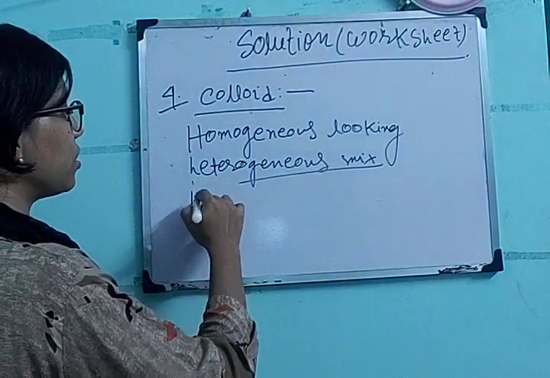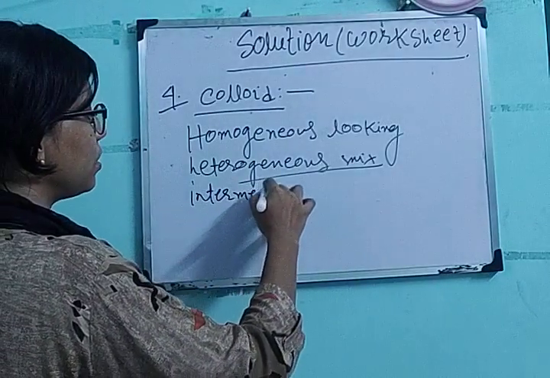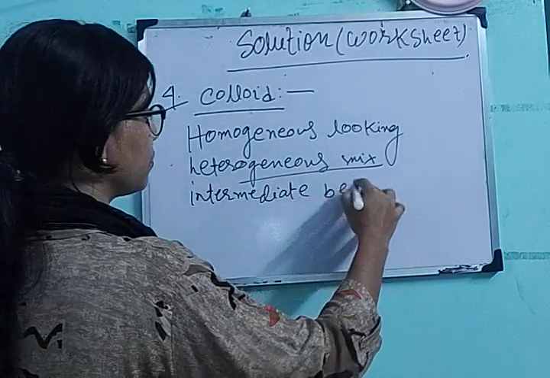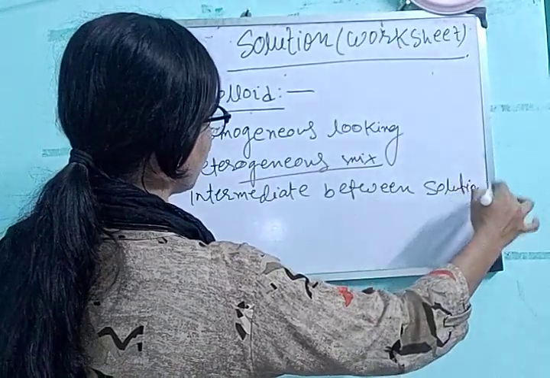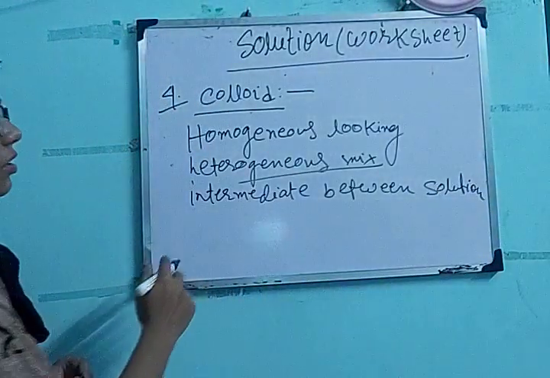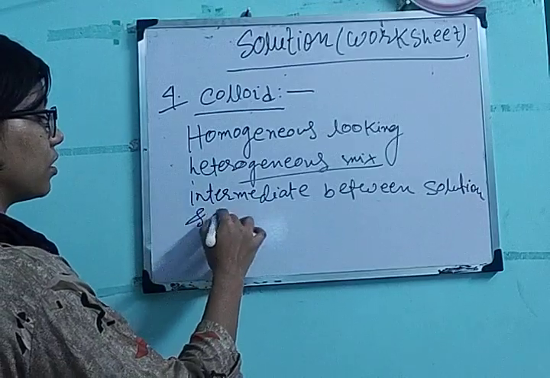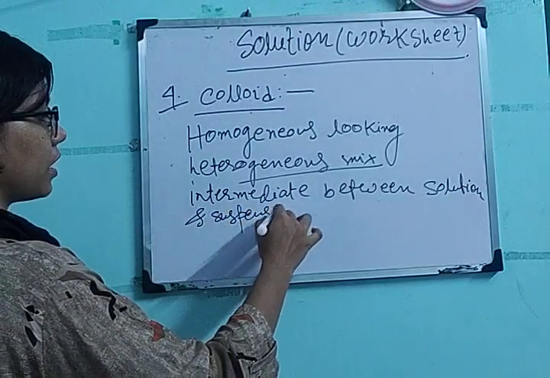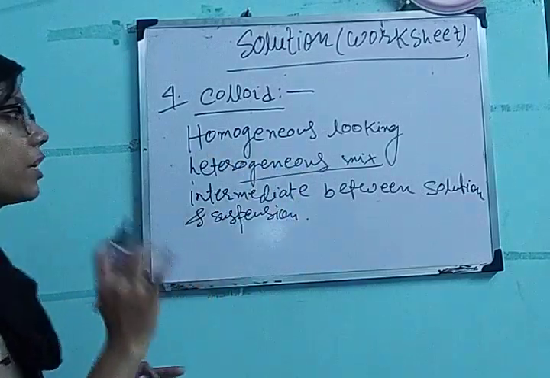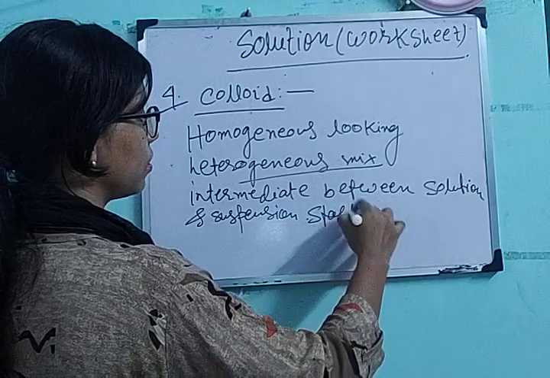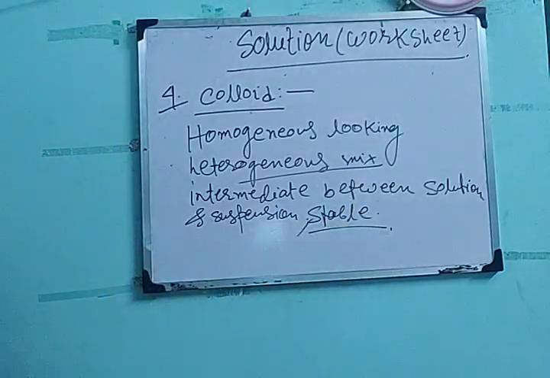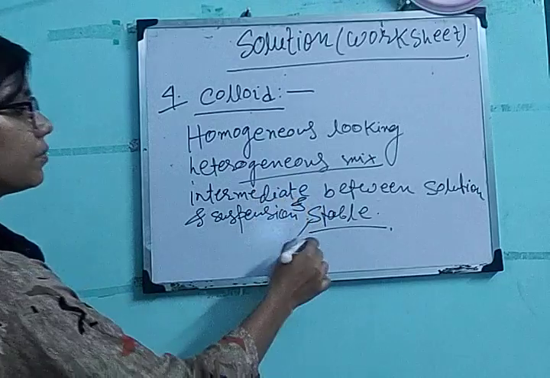This is actually the intermediate condition, intermediate between solution and suspension. It is neither solution nor suspension. That's why it is neither perfectly homogeneous nor perfectly heterogeneous; it looks homogeneous but is actually heterogeneous. It is intermediate between solution and suspension and very stable.